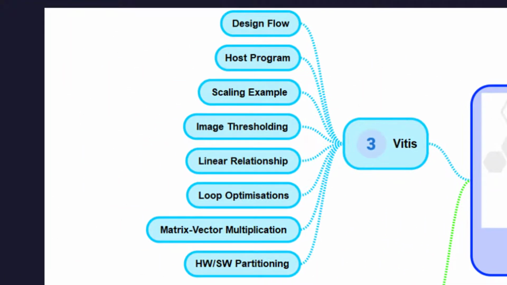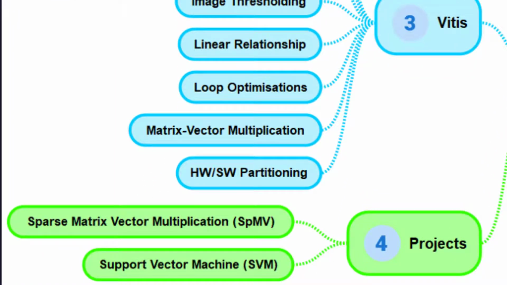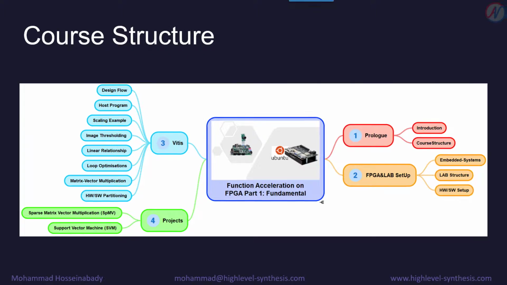The third part explains how to describe algorithms using C++ OpenCL language in Vitis. This part consists of 8 sections and about 58 lectures. Finally, the last part puts all explained techniques together to implement 2 exciting projects. It consists of 2 sections and 16 lectures.